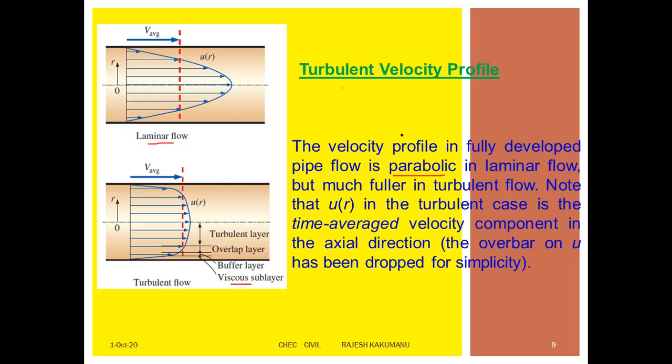So if you get a question, describe the turbulent velocity profile, you have to draw this figure simply by showing the layers. We have 4 layers in the change from laminar to turbulent: viscous layer, buffer layer, overlapping layer and turbulent layer. When converting from viscous layer to turbulent flow, we require some extra layer, that is the buffer layer. This buffer layer then converts into the overlapping layer. Finally we get the turbulent layer. Got it?